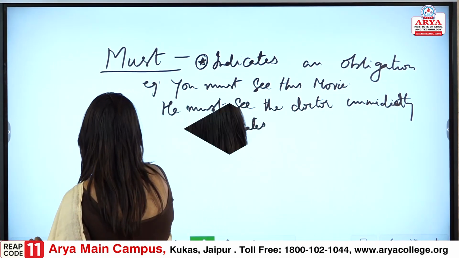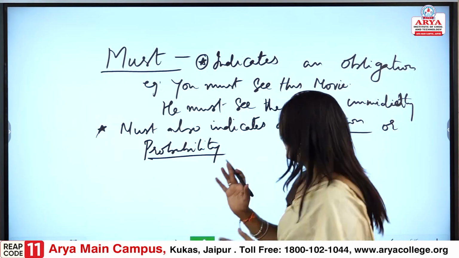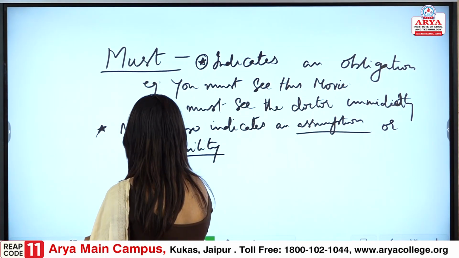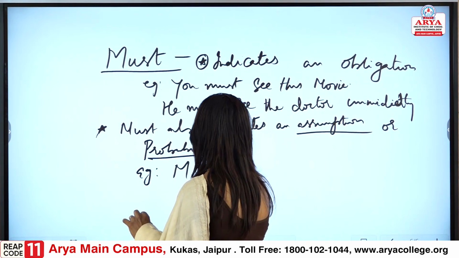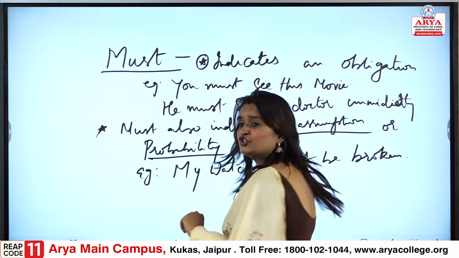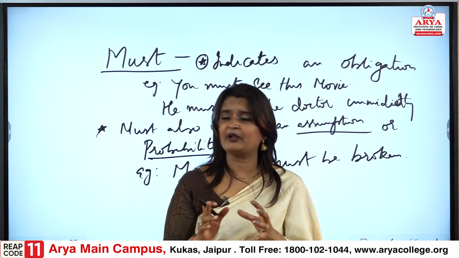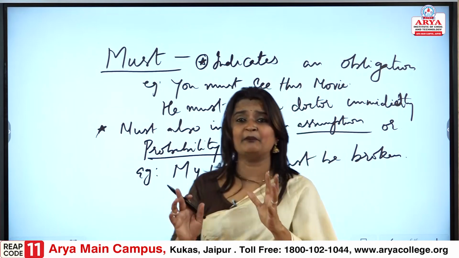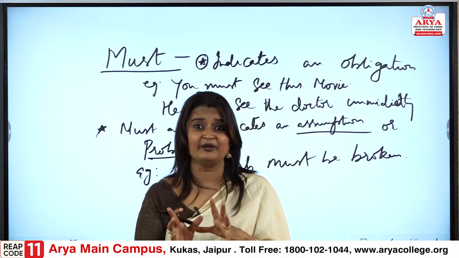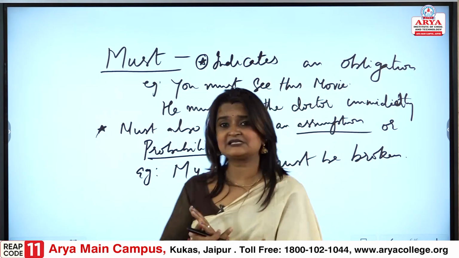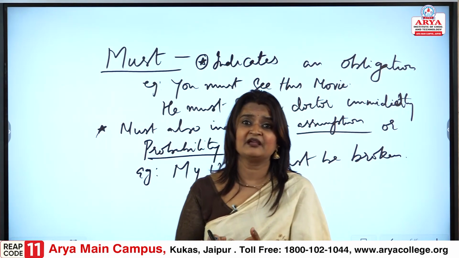Second point: must also indicates assumptions or possibility. Let us look at an example: my watch must be broken. Here I am giving an assumption or a probability, when I am not sure. I am assuming my watch must be broken, that something like that might have happened.